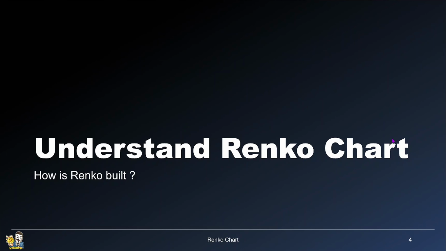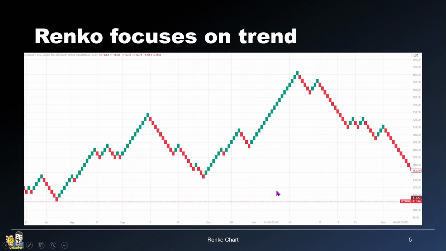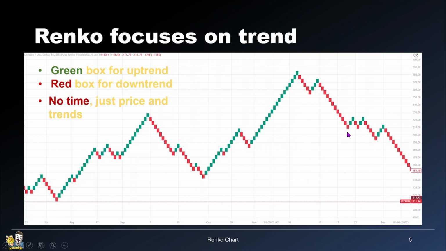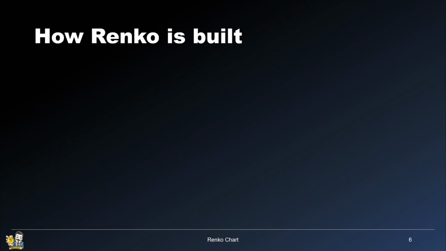Okay, let's start by understanding what a Renko chart is and how it is built. Here is what a Renko chart looks like. You should know that it focuses mainly on trends. We put green boxes for uptrends and red boxes for downtrends, as you can see here. Time is not taken into account. The chart only focuses on the price and the trend. This means that, for example, a box can last several days, or even several months if the price does not vary.